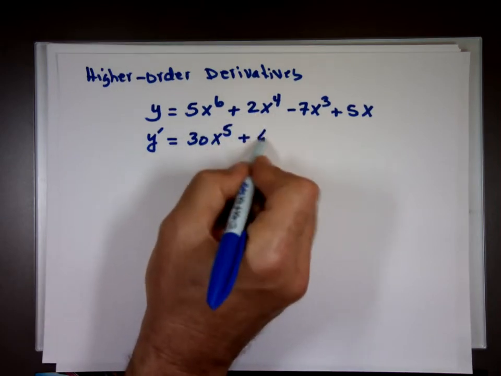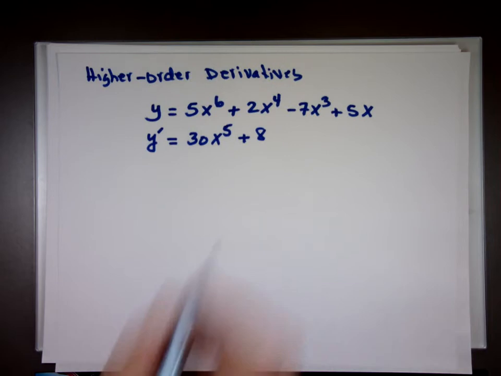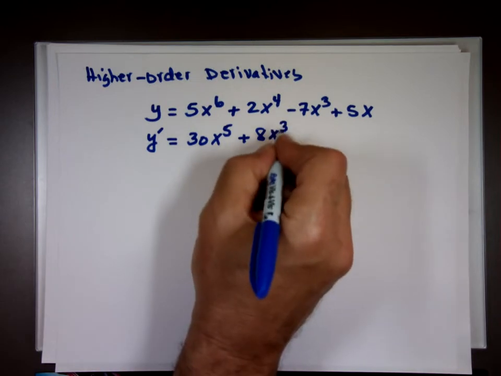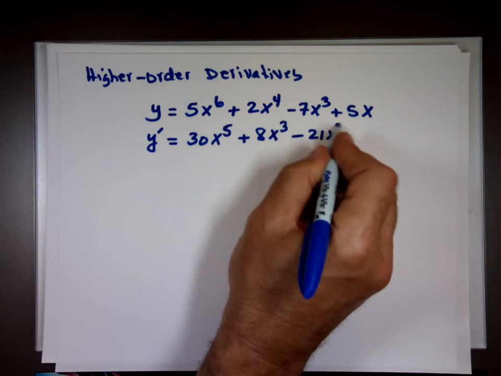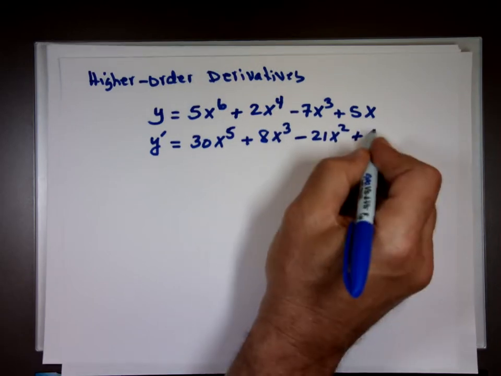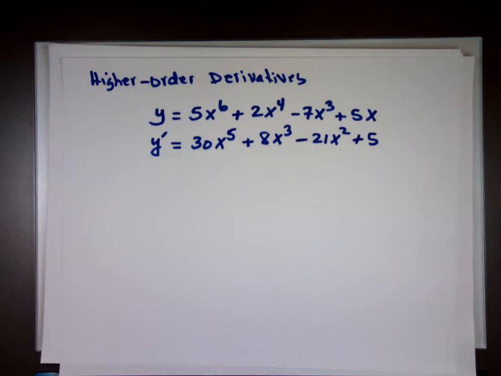Plus 2 times 4, 8, x to the 3rd, 21x squared plus 5. Not bad. But the topic is higher order derivatives. What does that mean?